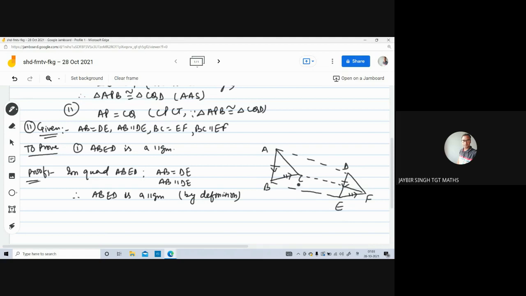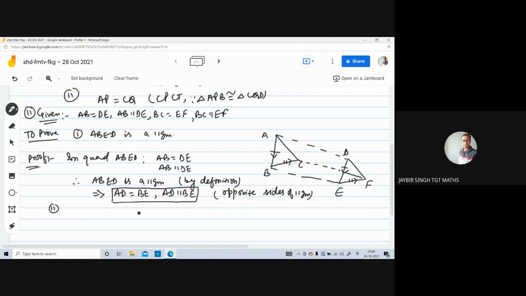If it is a parallelogram, then another pair. What is another pair? AD and BE. So AD will be equal to BE and AD parallel to BE. Further we will be using it. So I'm writing this here. Opposite sides of parallelogram. This is another pair of opposite sides.